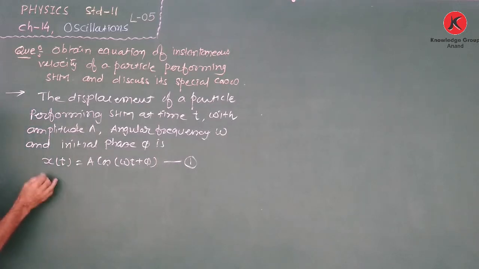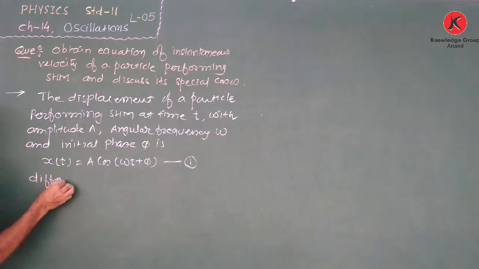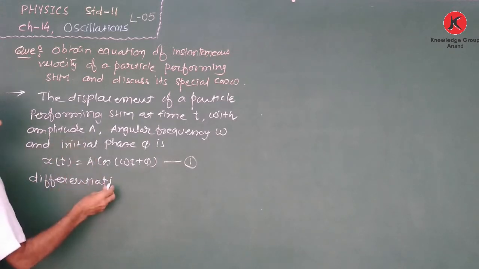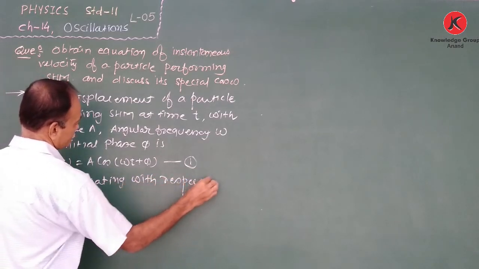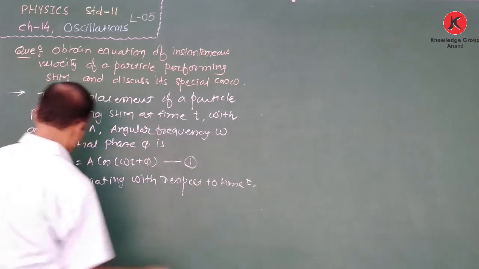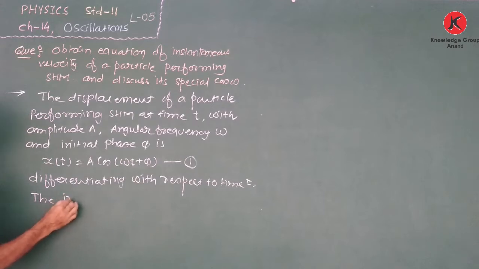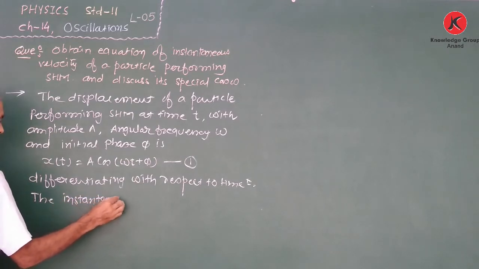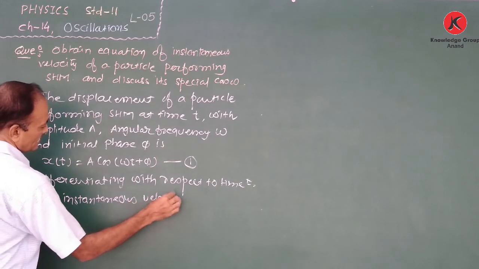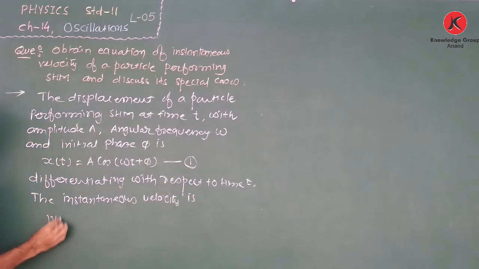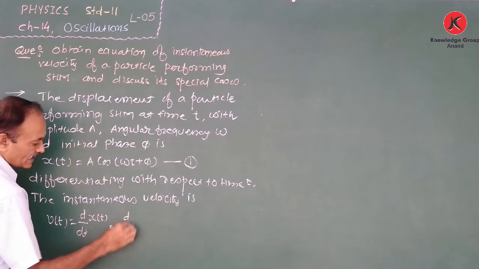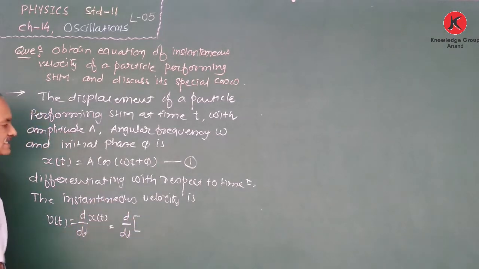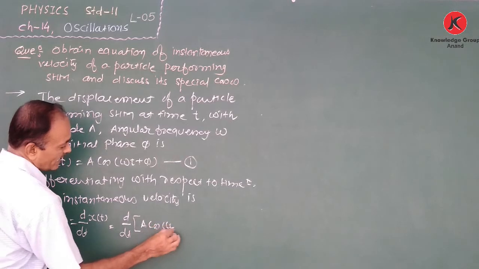Okay. Now differentiating with respect to time, the instantaneous velocity is v(t) is equal to d by dt of x(t). Substituting the equation of x(t) from equation 1, therefore d by dt of the value of x(t), that is A cos(omega t plus phi).